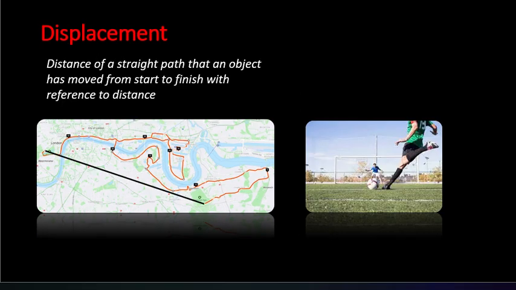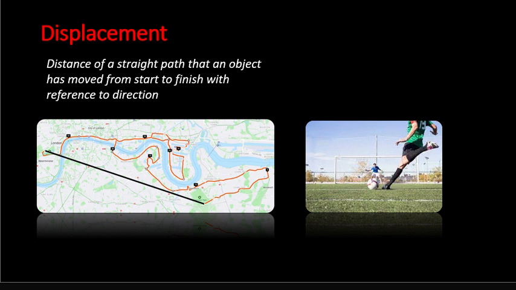Moving on to displacement. Displacement is the distance of a straight path that an object has moved from start to finish with reference to direction. And this regard to direction makes displacement a vector quantity.